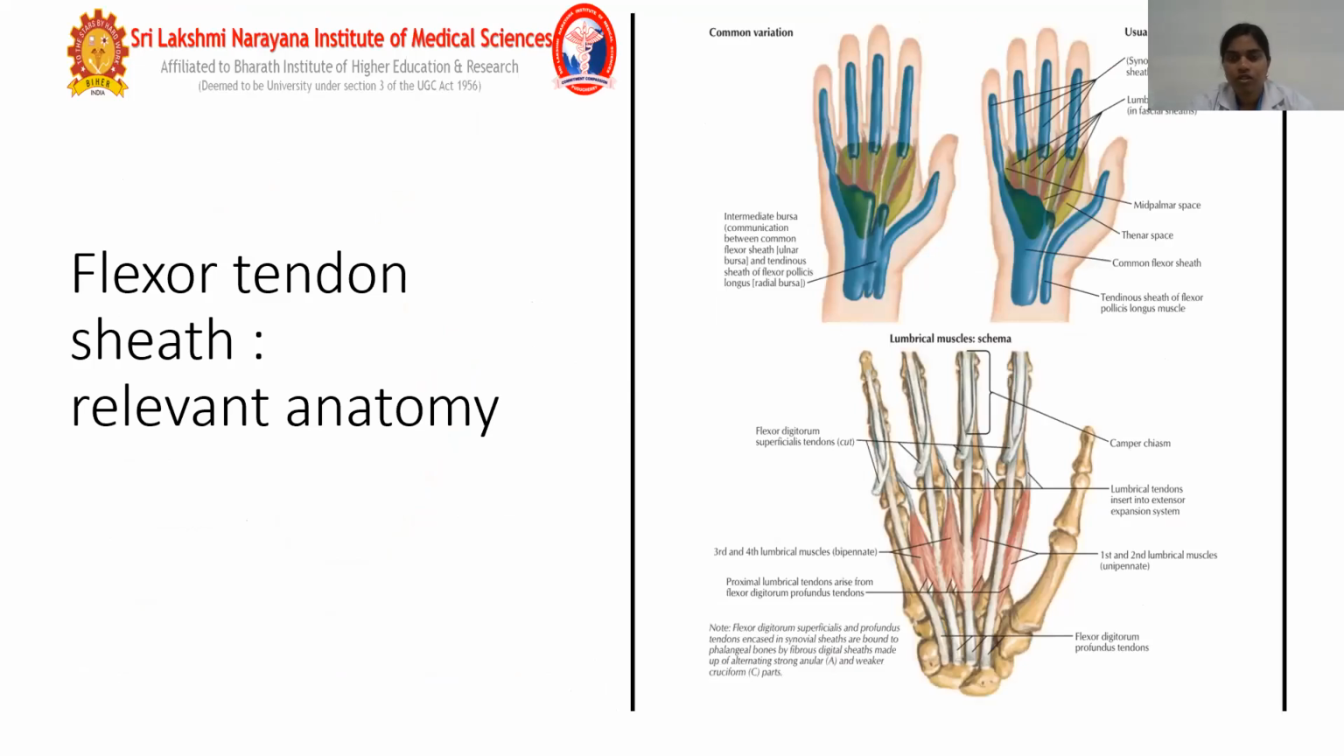The thumb has its own bursa, called the radial bursa. The remaining four fingers merge together and form the ulnar bursa. Sometimes there can be communication between the ulnar bursa and radial bursa, or they can be completely separate, as shown in the picture above. These are the common variations.